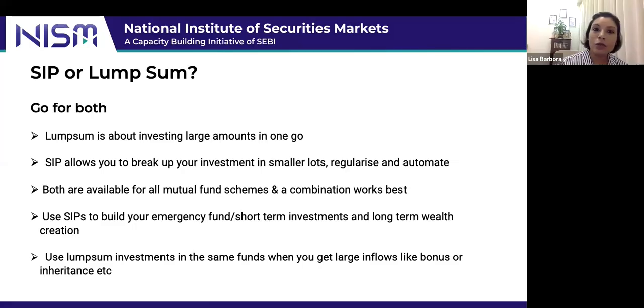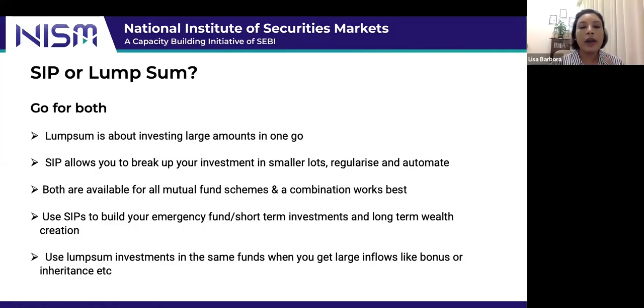Doesn't mean that in debt you do a lump sum, in equity you do SIP. No, you can do SIP even to create your emergency fund in a liquid fund. So if you want to create an emergency backup, financial plan B kind of kitty, you can do that with SIPs in a liquid fund also. Use SIPs to build your short term or your long term investments, and use lump sums as and when they come. If your bonuses and your inheritance is coming in and you already have SIPs running in 2, 3, 4, 5 funds, then you can easily add lump sums to those existing funds itself.